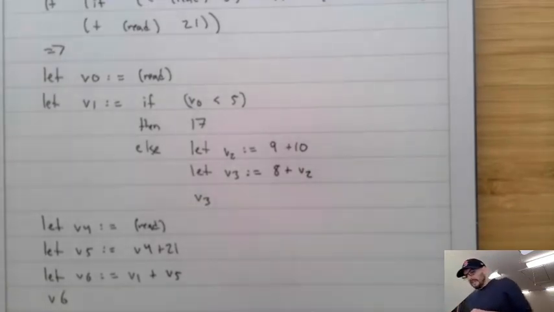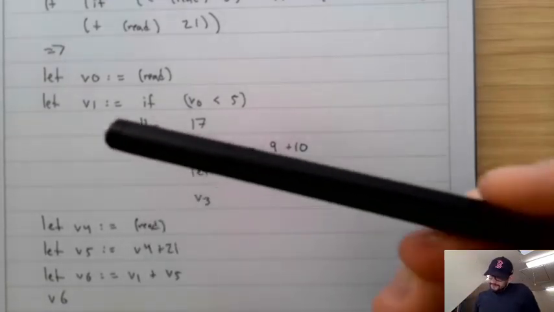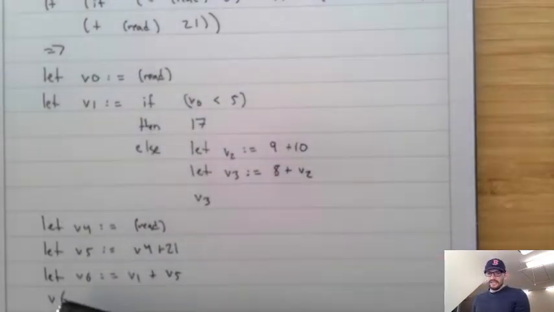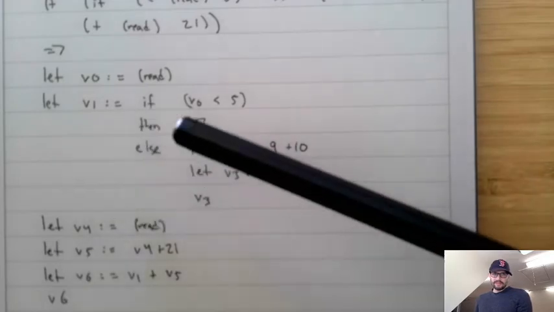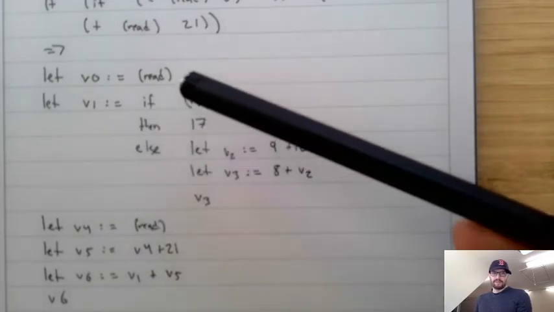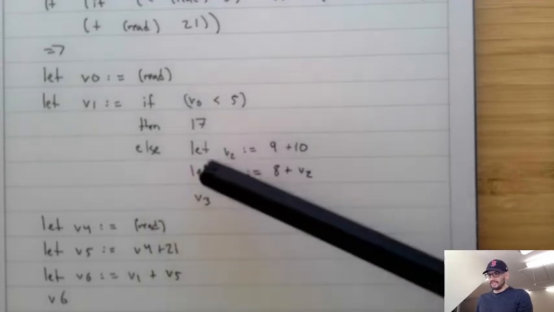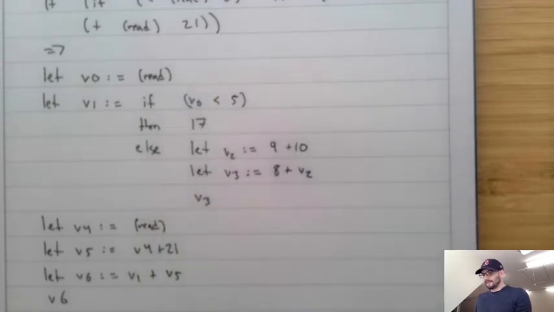Okay. Notice that the way that our program looks is that we have a sequence of lets like before, except that the right-hand side might be a variable, might be an if statement. And if there's an if statement, then it will then be a sequence of lets and a sequence of lets.